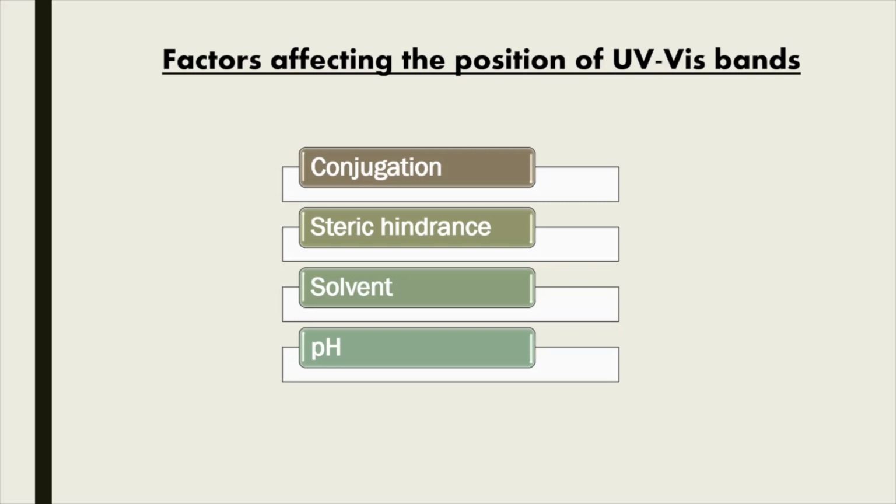In my next video, in the third part, we will discuss the Woodward-Fieser rule for alkenes, the conjugated dienes.